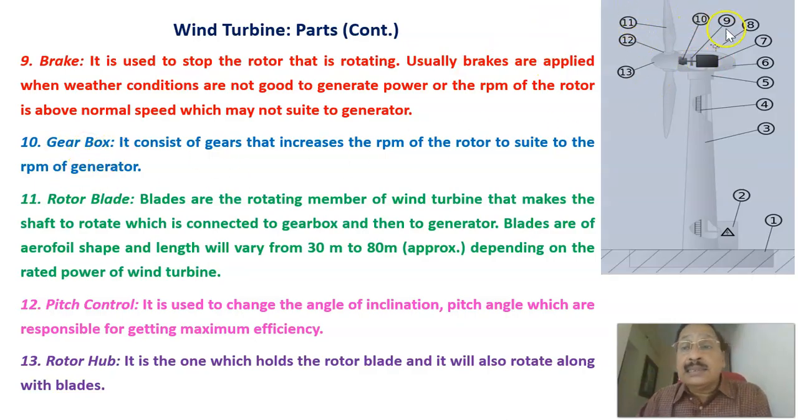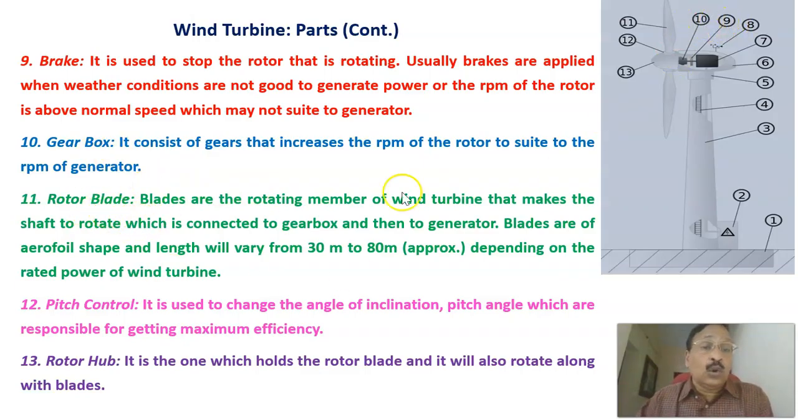Number 10, this is the gearbox mechanism. It consists of gears that increase the RPM of the rotor to suit the RPM of the generator. That is done by the gearbox mechanism, represented by 10.